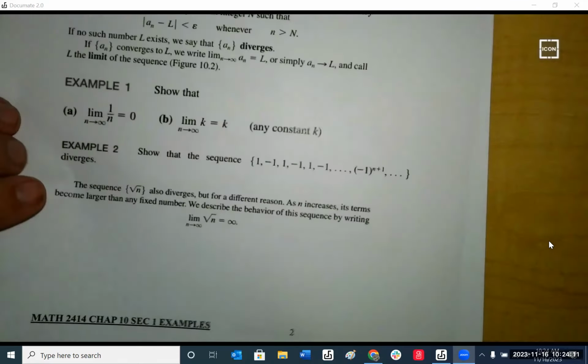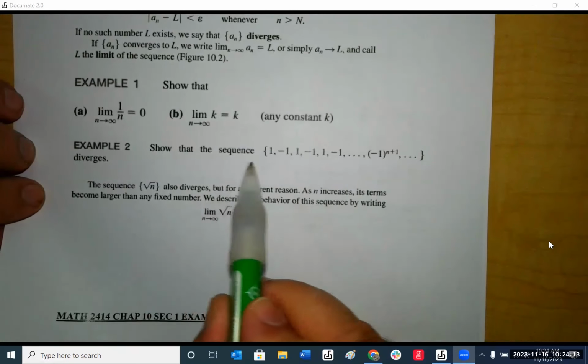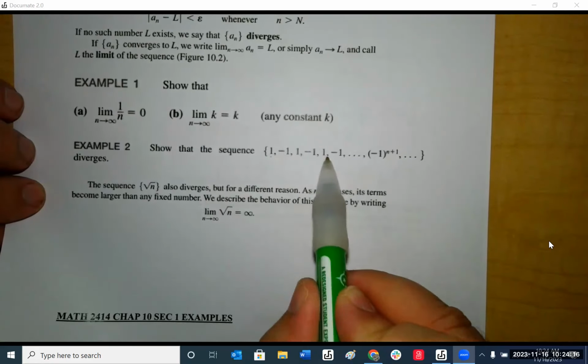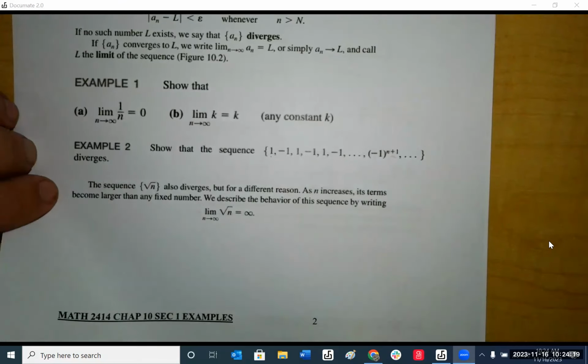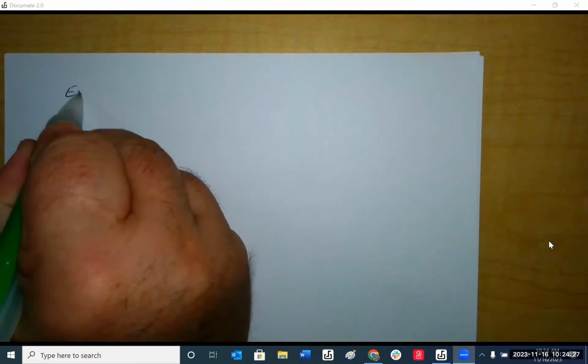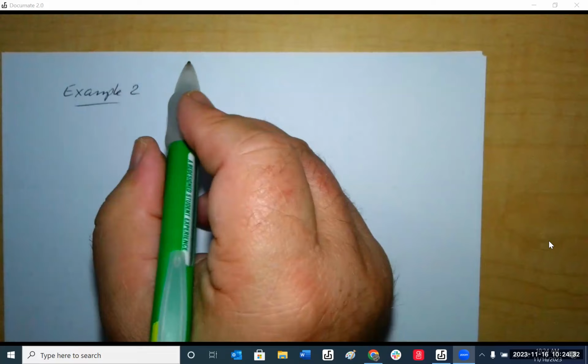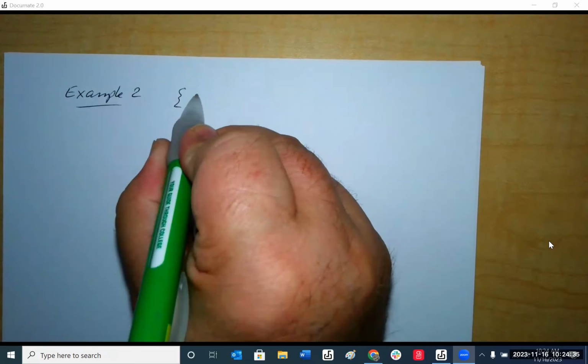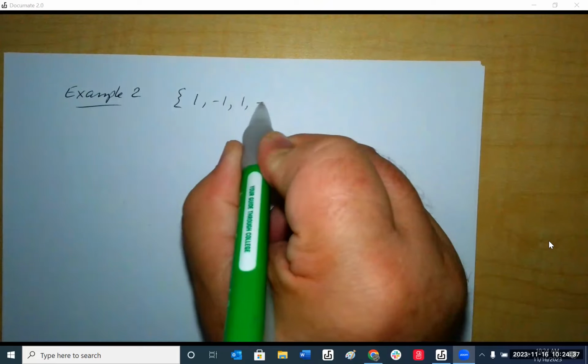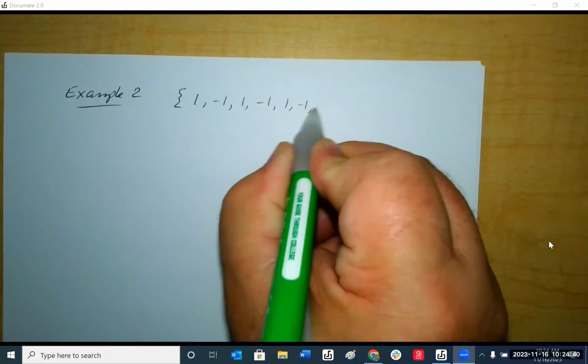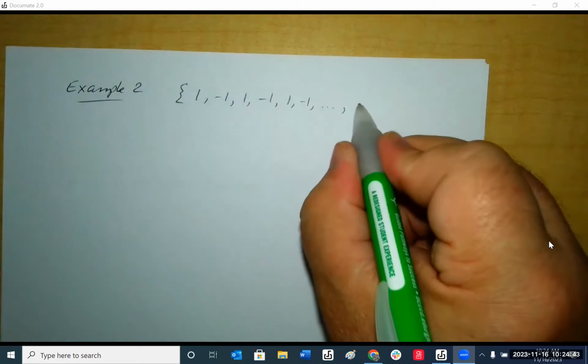Okay, let's look at this next one. Example 2. Show that the sequence 1, -1, 1, -1, 1, -1 diverges. Remember, it diverges if it doesn't have a limit value.